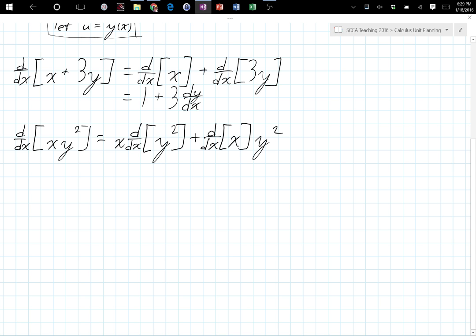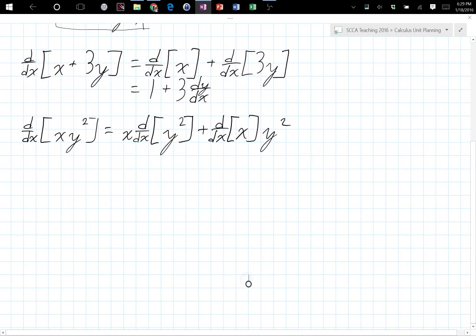Okay, now we're going to simplify. So equals, I'm going to bring my x down, d dx of y squared, I'm going to use the chain rule, and more specifically the generalized power rule. So I get 2y prime. So I'm using prime notation just for ease, and the prime is the same as dy dx. Then I add it to d dx of x. So the derivative of x is 1 times y squared.